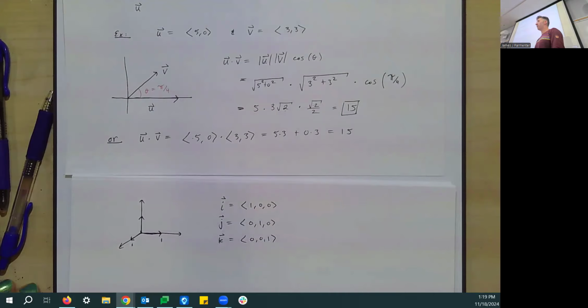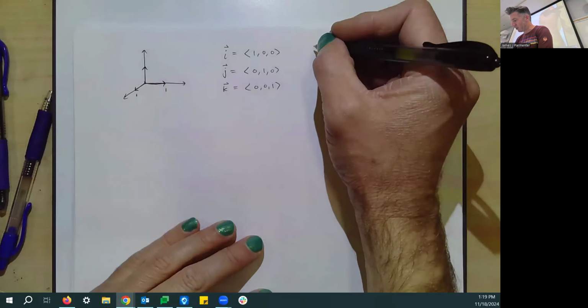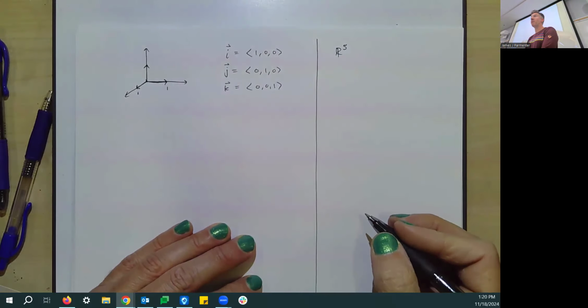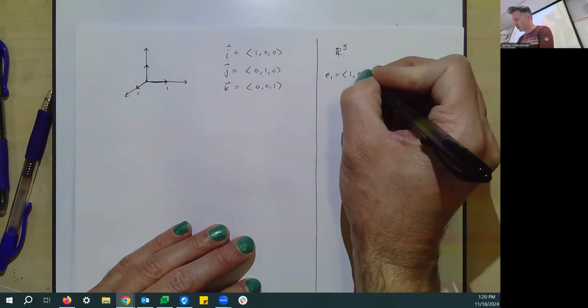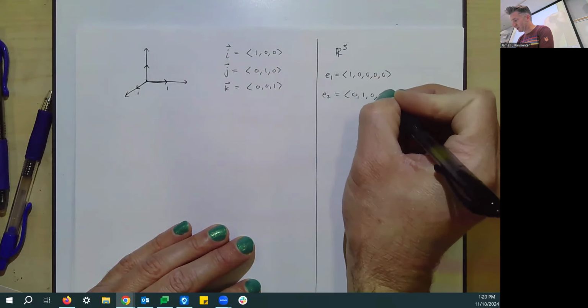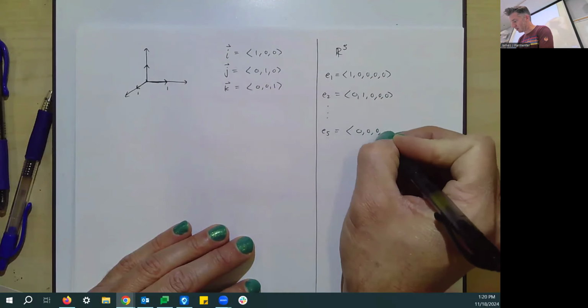This is pretty standard notation for unit vectors in the 3 standard directions. If you were talking higher dimensions, you would start using notation like E1, E2, E3, E4, etc. Just as a point, although I don't think you really need to worry about this, if you were in R5 with 5 dimensions, your first standard basis vector is 1, 0, 0, 0, 0. Your second one is 0, 1, 0, 0, 0. And I think you get the idea all the way to your fifth one, which would be 0, 0, 0, 0, 1.